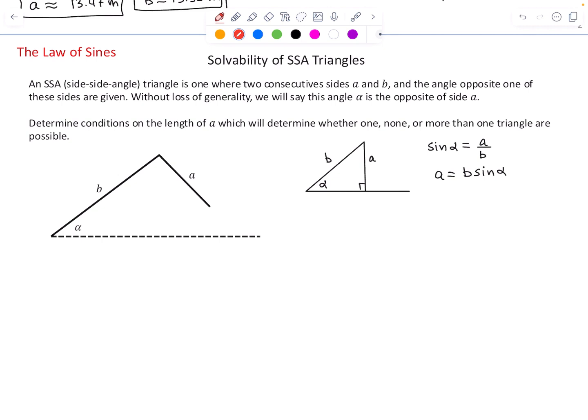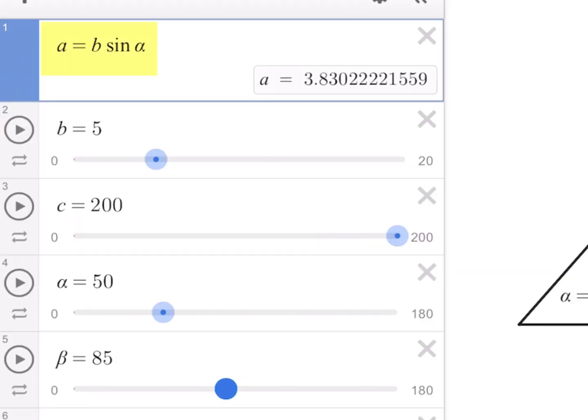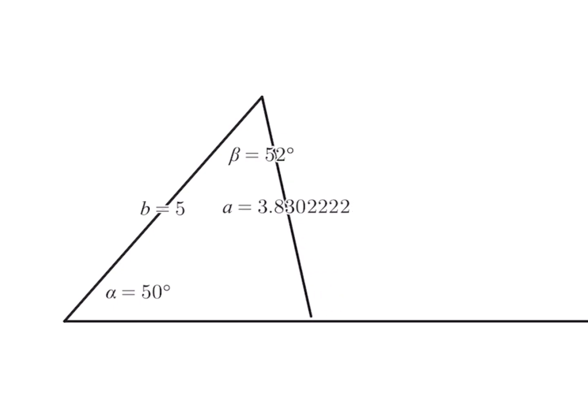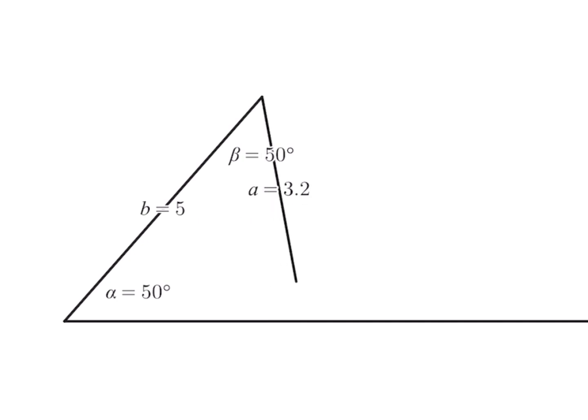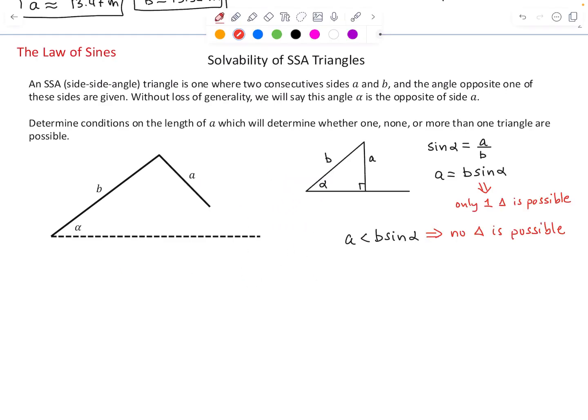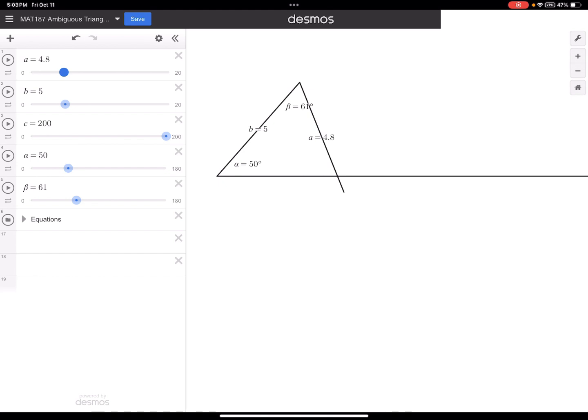If A is this perfect length, then I will only be able to make one triangle, and that happens precisely when we make a right triangle. So beta would have to be 40 degrees, complementary with the 50 degrees that is alpha. If A is any shorter than that perfect amount, then we'll have no triangle possible. Let's see now what happens when A is more than this amount. And let's grow A to a length that matches B.